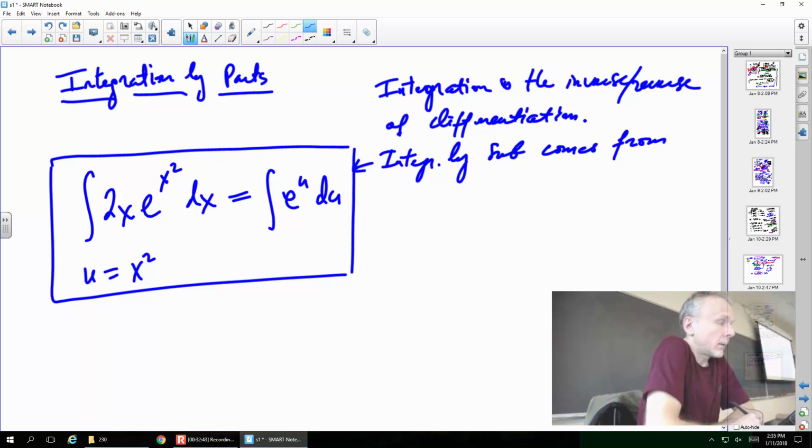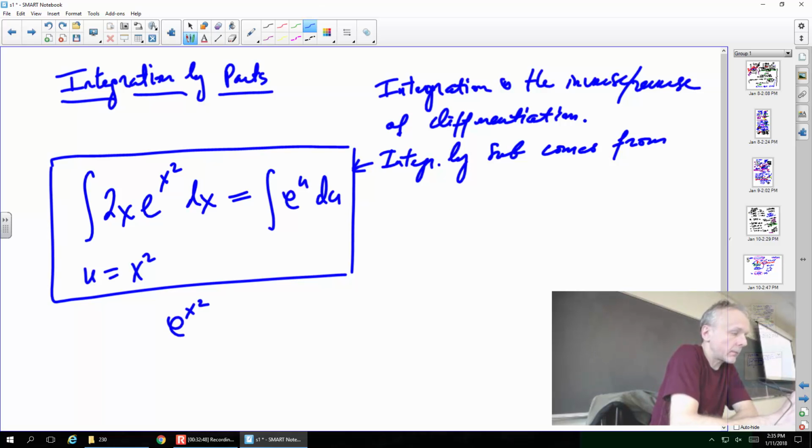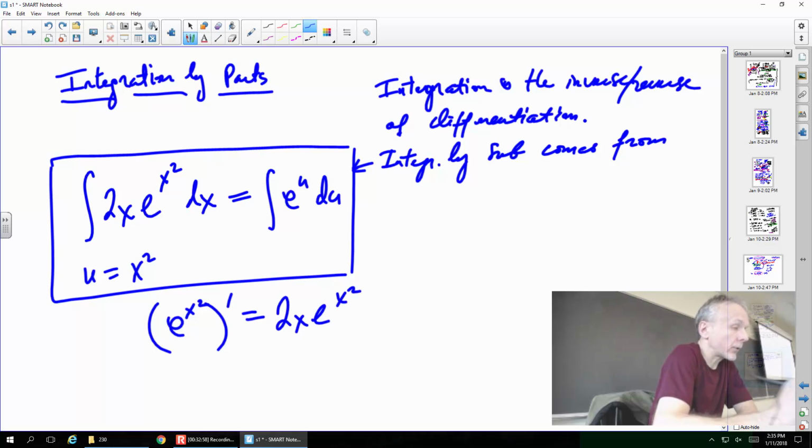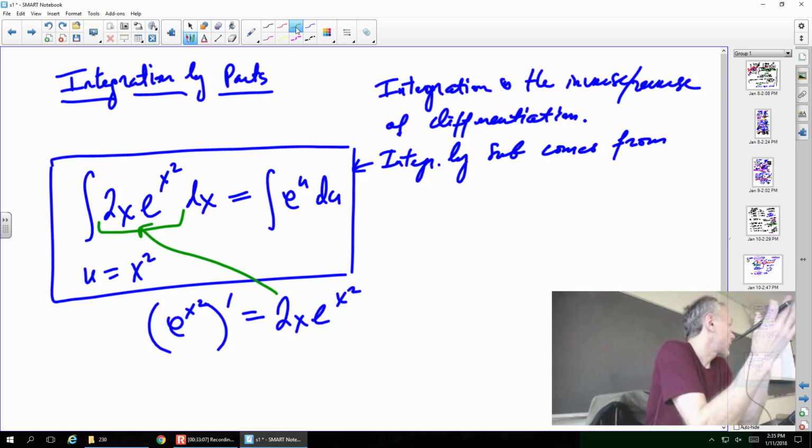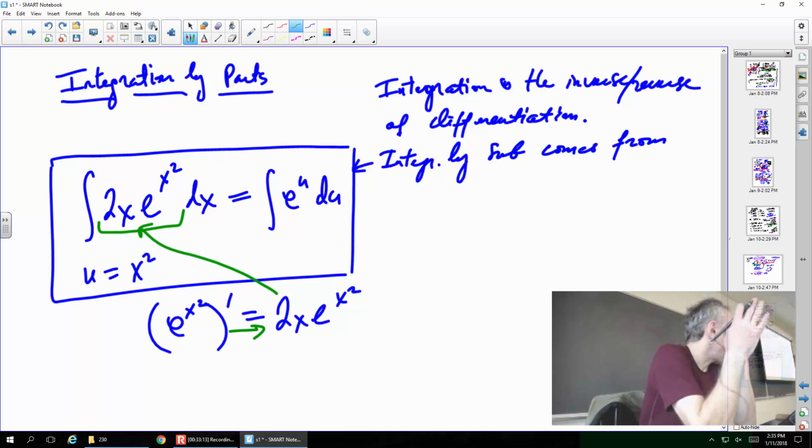Let me make one more step here. e^(x squared) prime is equal to what? 2x e^(x squared). So that is the left hand side of the integral right here. What we're integrating is in fact the output of differentiation. We try to reverse this differentiation. So this one is easy. Once again, calculus 1, differentiation, and we're trying to reverse it. We're trying to recognize the answer to some question that we don't know. So the result of differentiation is what we're trying to identify here.